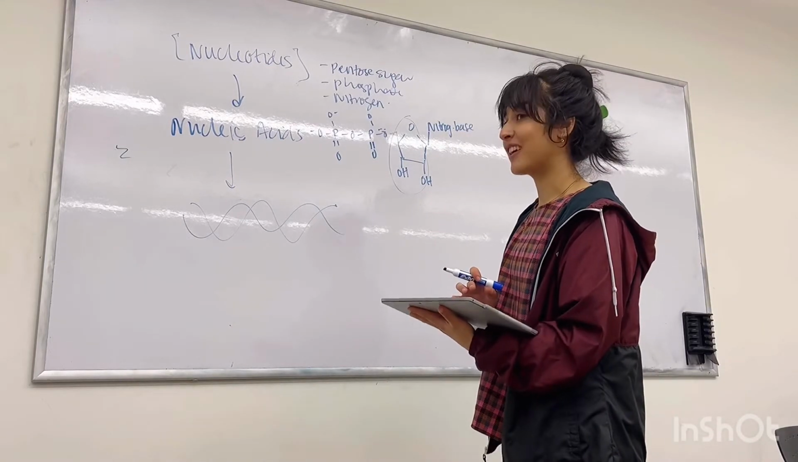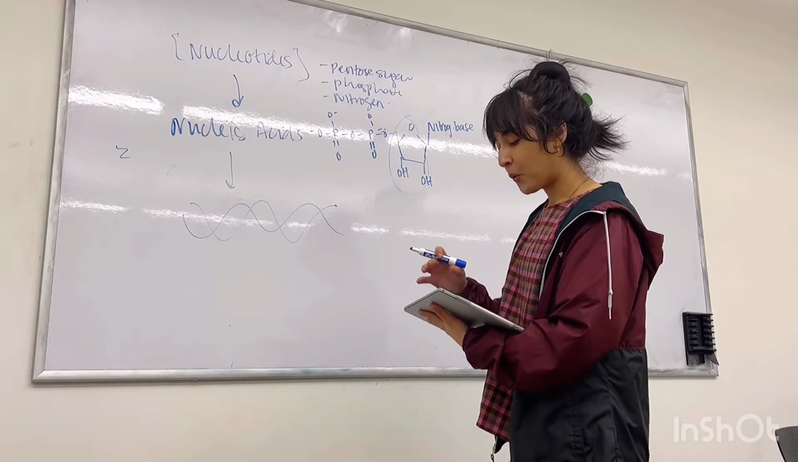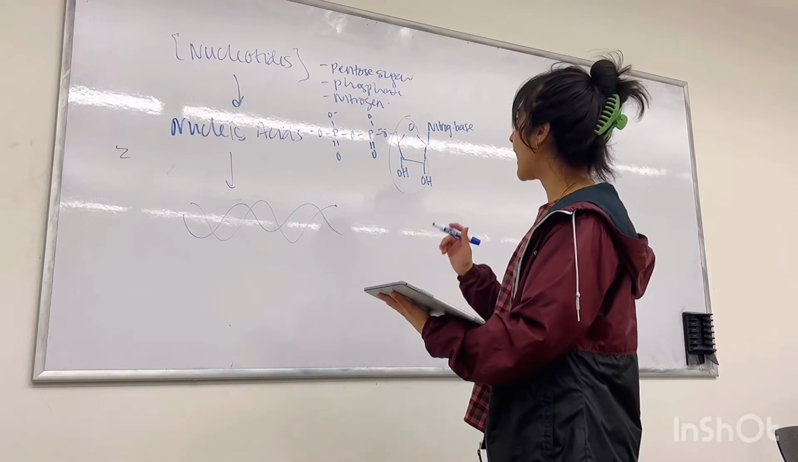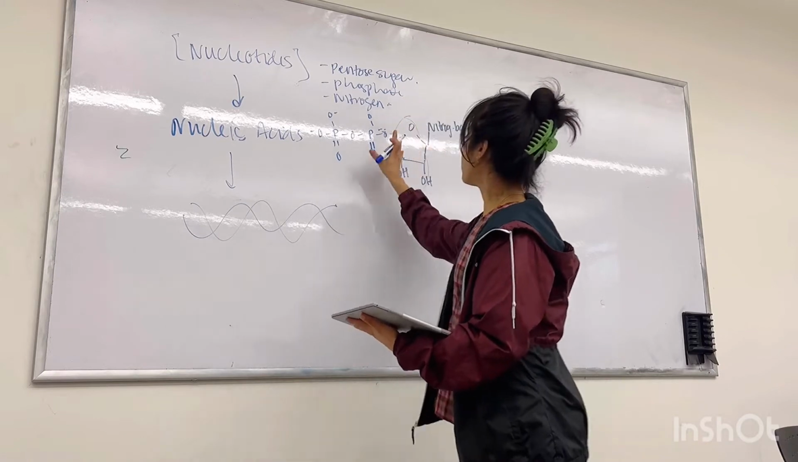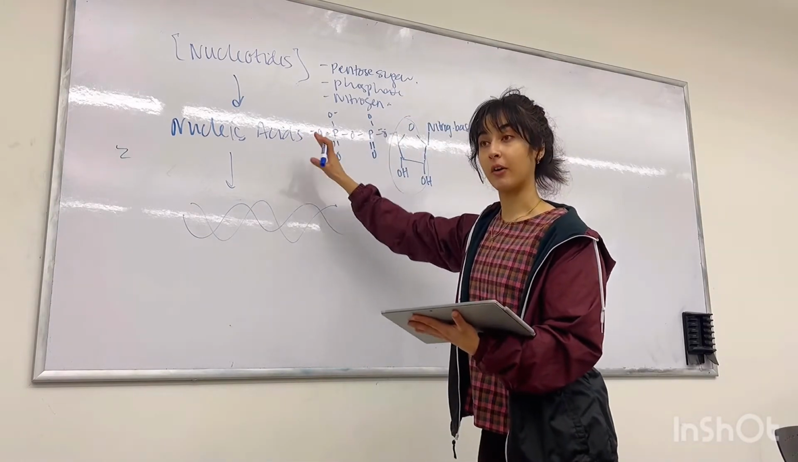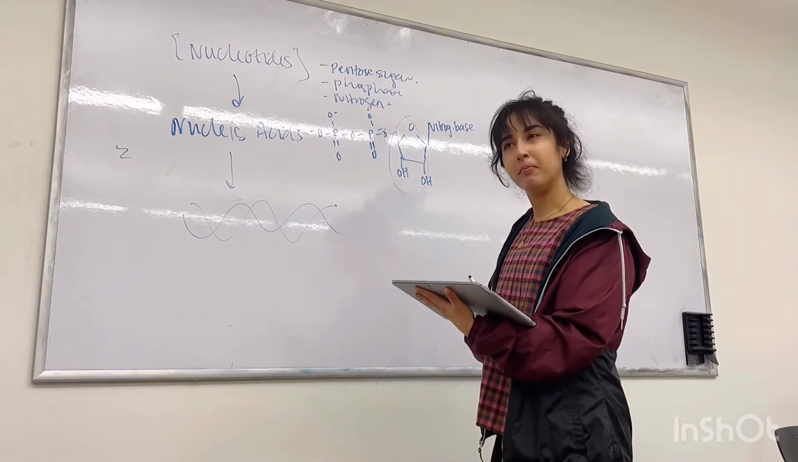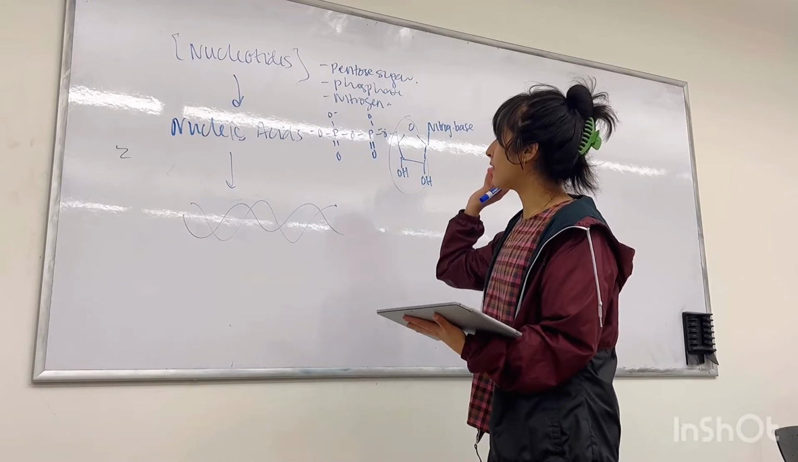It doesn't have a phosphate. So with nucleosides, you're just going to have the pentose sugar and the nitrogen base. You basically lose this side, okay? That's the main aspect of nucleoside versus a nucleotide.